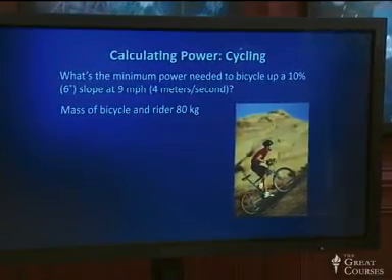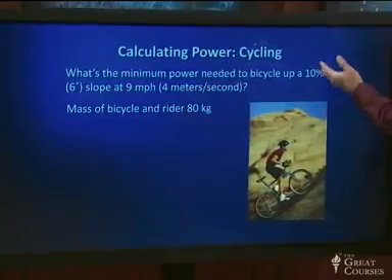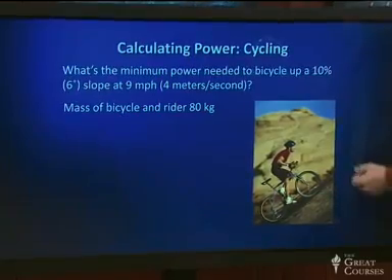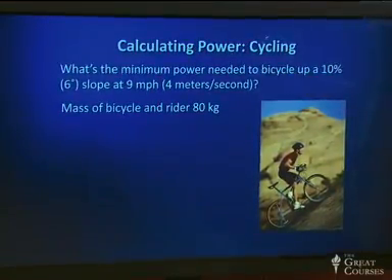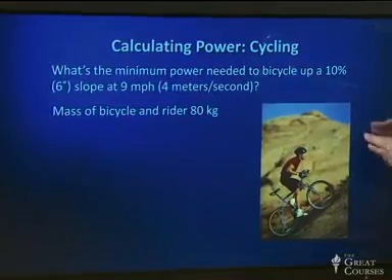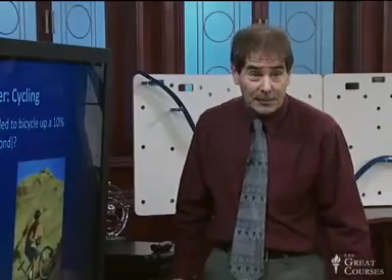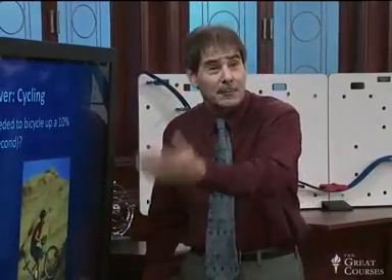That is, the minimum rate at which you would have to do work, the minimum rate at which you would have to supply energy to bicycle up a 10% slope, and 10% happens to be 6 degrees, at 9 miles per hour, which happens to be about 4 meters per second. And you and your bicycle together happen to have a mass of 80 kilograms. So this is not a trivial physics problem, but it's one of the kinds of problems you can do coming out of this course.